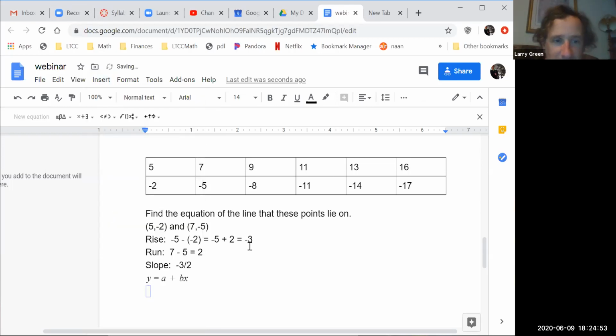And I could say y is -2 equals a, which I don't know, and then plus b, which is the slope, -3/2, times x, and x was 5. Any questions on that? Okay, we're getting there.